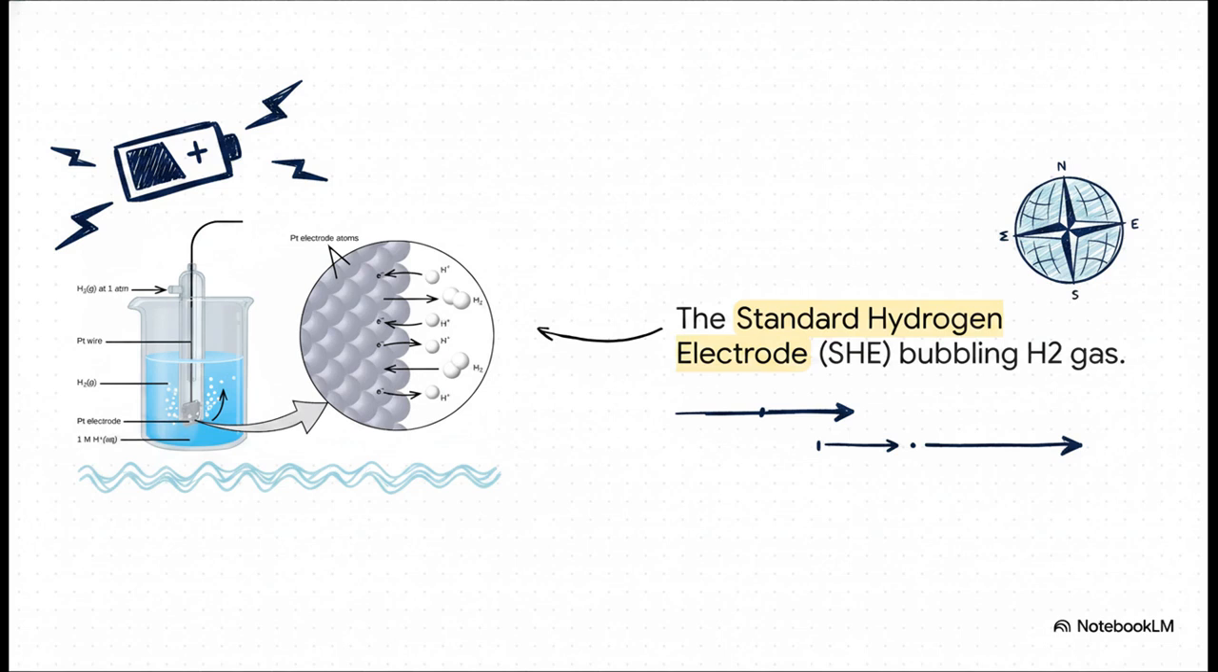The scientific community got together and universally agreed to make this specific half cell our absolute zero-point reference. It's designated as having a standard potential of exactly 0 volts.